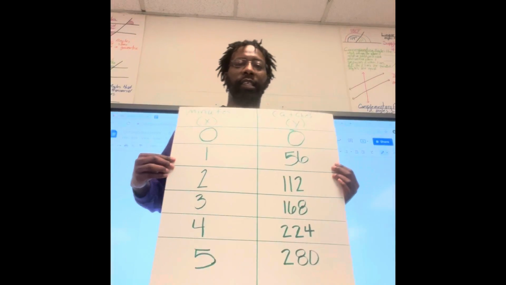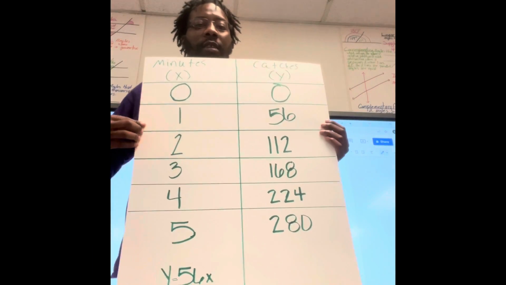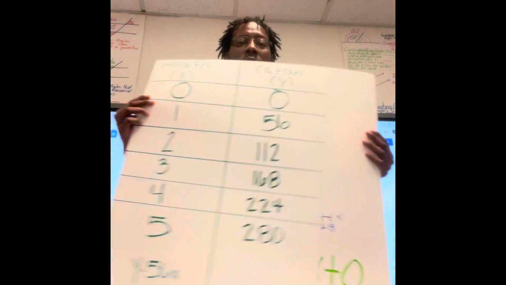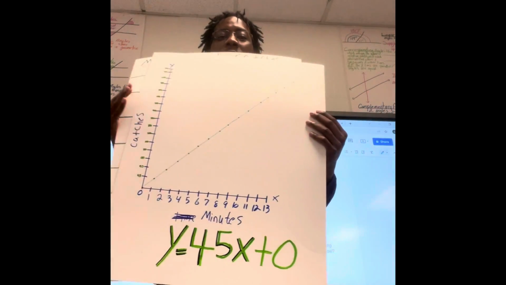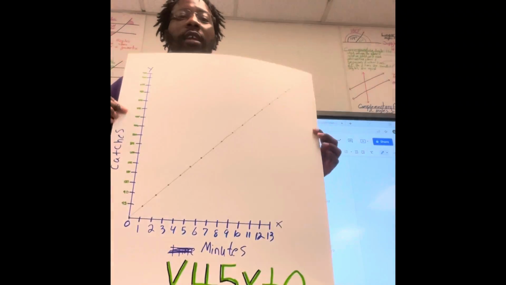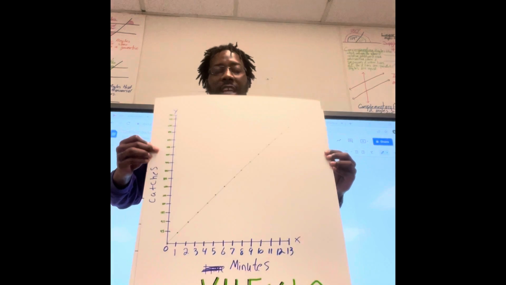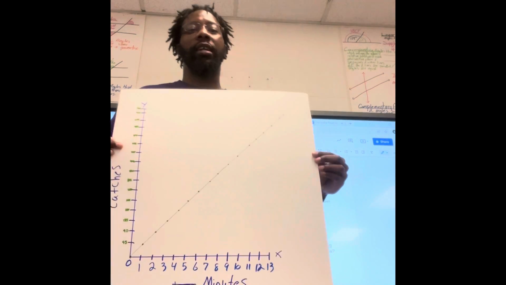So here are some student samples. Students used their rate to complete the table or to complete a graph. And what I had students do was write a linear equation to represent their graph or table so we can start preparing for making connections.